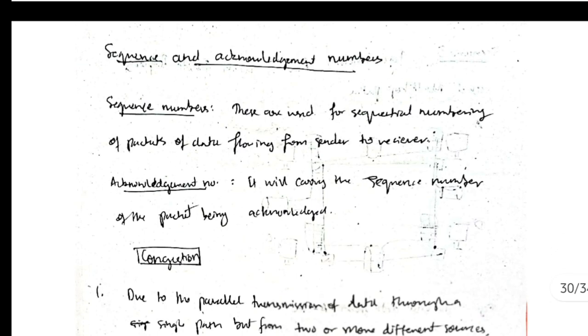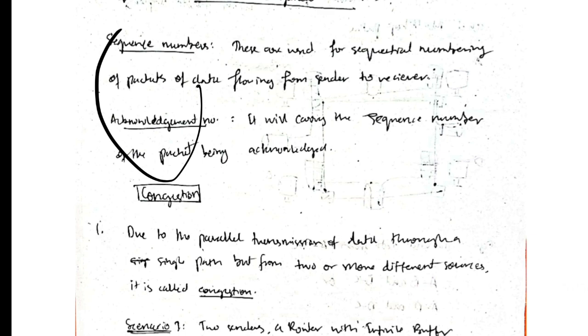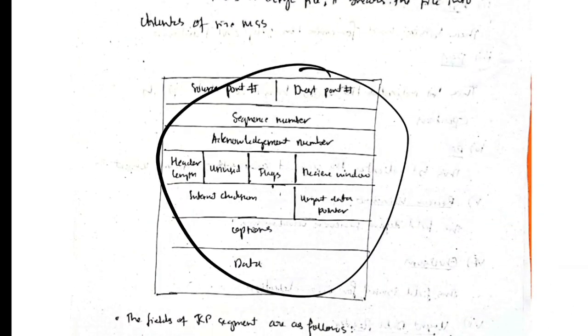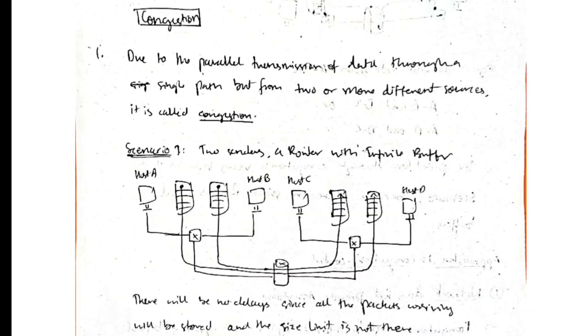And this is about sequence and acknowledgement number. All you have to do is draw this structure here, and after that explain each of these fields. Okay, the next question is under the topic congestion control.